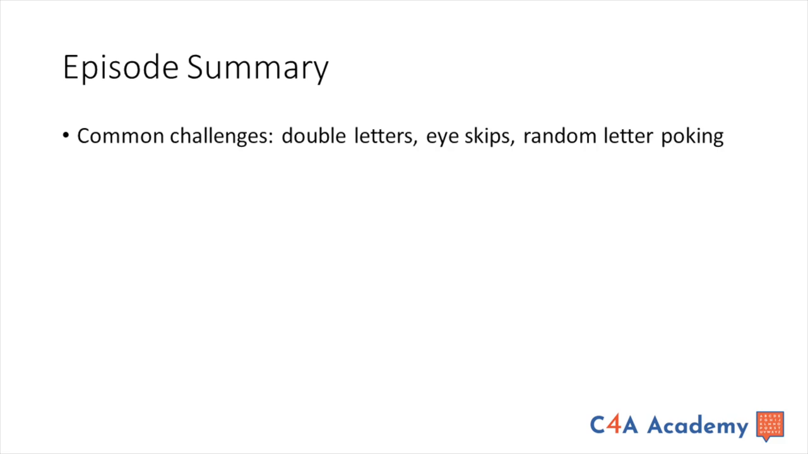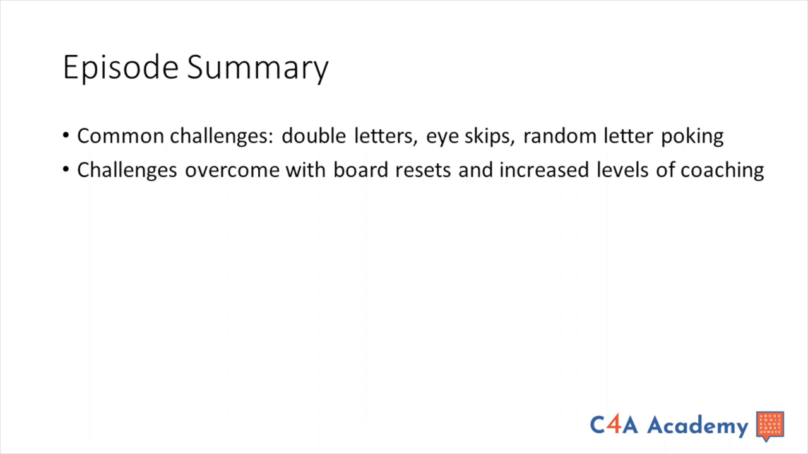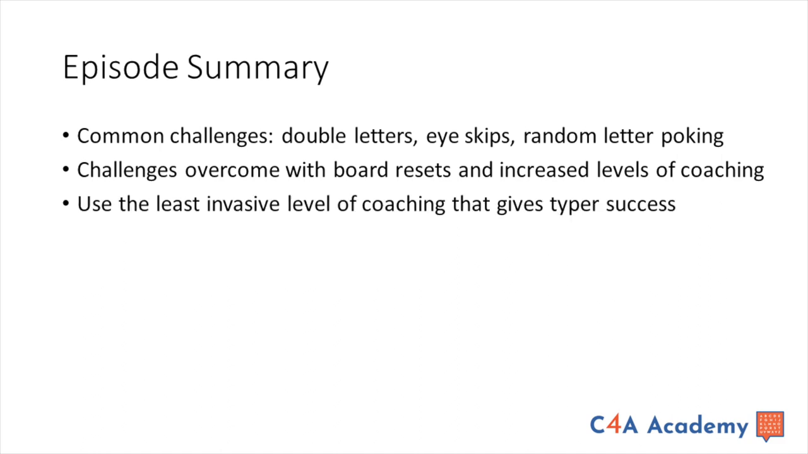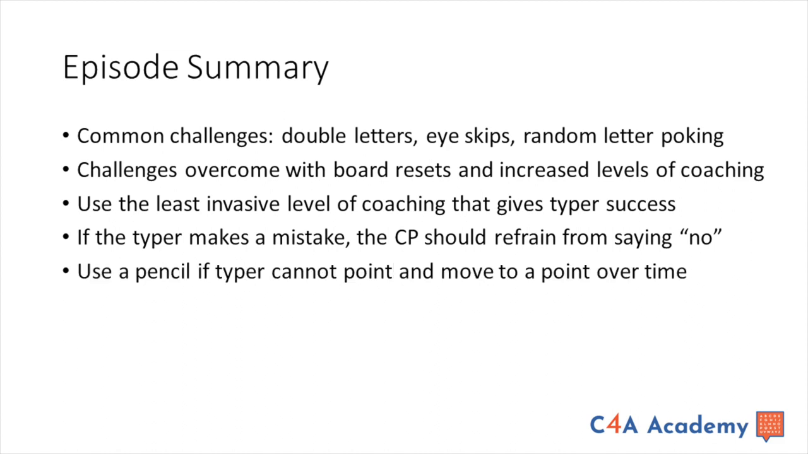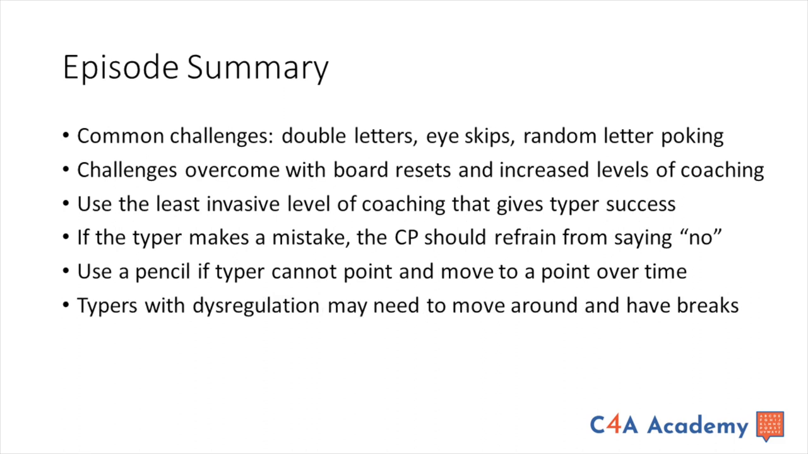In this episode, you learned about common challenges for early typers, including being able to select double letters, eye skips, and random letter poking. These challenges are overcome with board resets and increased levels of coaching. CPs should use the least invasive level of coaching that gives the typer success. If the typer makes a mistake, the CP should refrain from saying no. Use a pencil if the typer cannot point and move to a finger point over time. Typers with dysregulation may need to move around and have breaks.